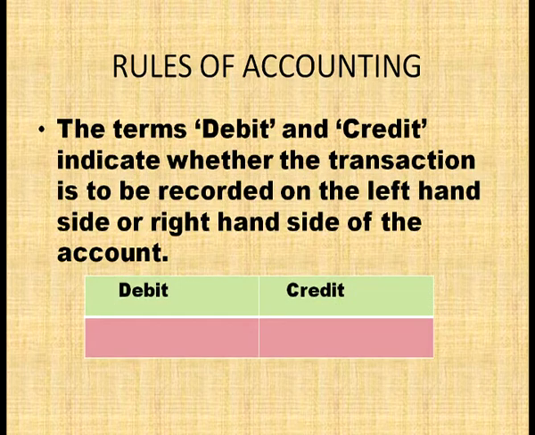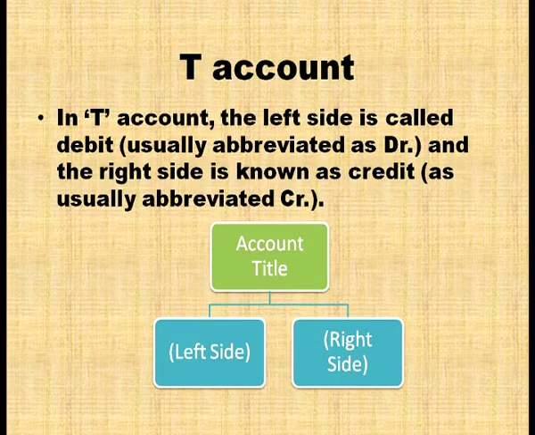Debit means the transaction is to be recorded on the left hand side. Credit indicates transaction is to be recorded on the right hand side of the account. What will be the format of the account? We should know that. We have a T formatted account. Left hand side is called debit and abbreviated as Dr. And right hand side, you will indicate that as Cr. Capital C, small r. That means it is the credit side.